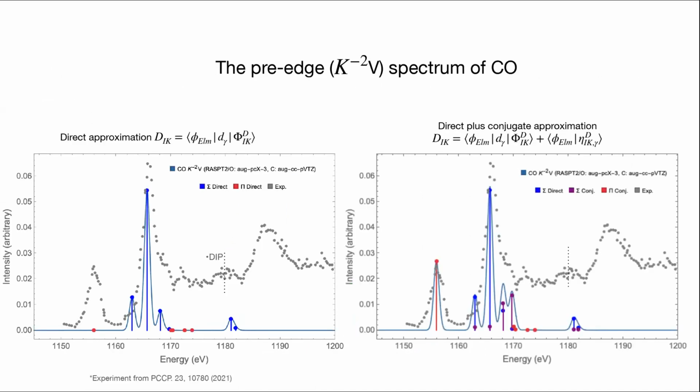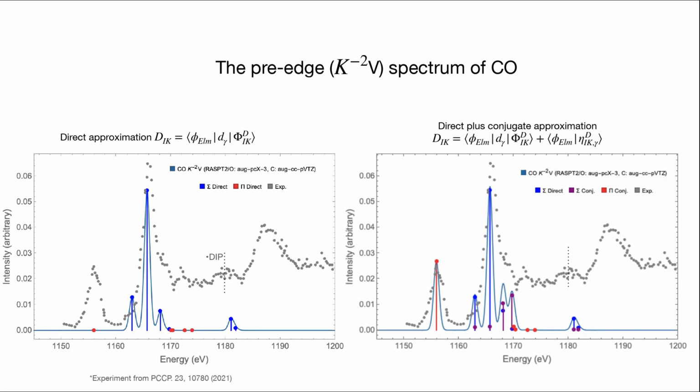This is the pre-edge K-2V spectrum of the carbon monoxide. And the dots here are the experiments from 2021, so a pretty recent experiment. And if you do like you would do in the valence and the single core approximation, you would take only the direct term, which is the first piece there. Now the selection rules that you have are the monopole selection rules. So you only see these peaks here in blue, but a very important part of the experimental spectrum is completely dark if you take only the direct approximation.